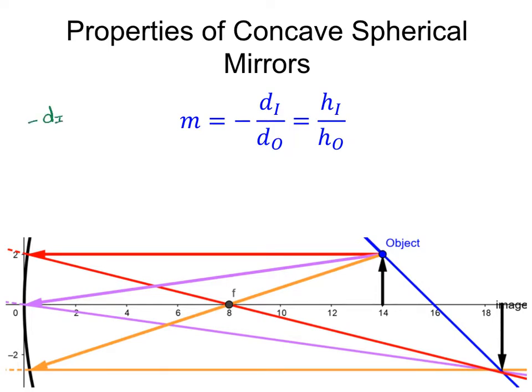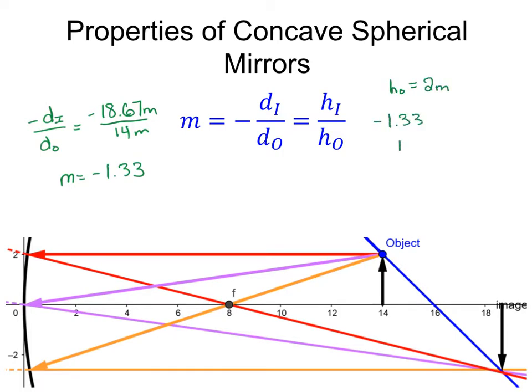Using our values from before, negative DI over DO is equal to negative 18.67 over 14. So the magnification is negative 1.33. This means that the image is larger than the object, and the minus sign tells us that it is inverted. Since the height of the object is set to 2 meters, we can now use the equation to find HI. We find that HI is negative 2.67 meters, which is slightly taller than the object and inverted, again agreeing with the diagram. Note that magnification is just a distance over a distance, or a height over a height, so the units cancel and magnification is unitless.